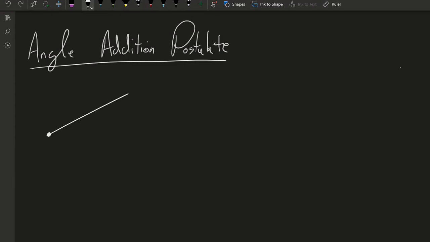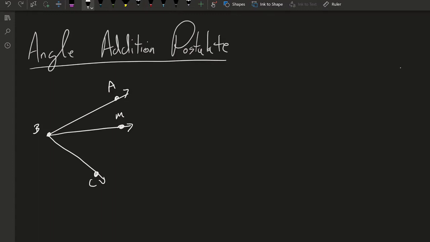smaller angles. I have this angle, and let's call this angle ABC. If I take that angle and I split it using another ray, I have two smaller angles. Now I don't know how this was split, and I intentionally made it so it didn't split it in half, but it did split it into two smaller angles. The angle addition postulate states that if I add the measurement of the two smaller angles, the result will be the measurement of the larger angle.